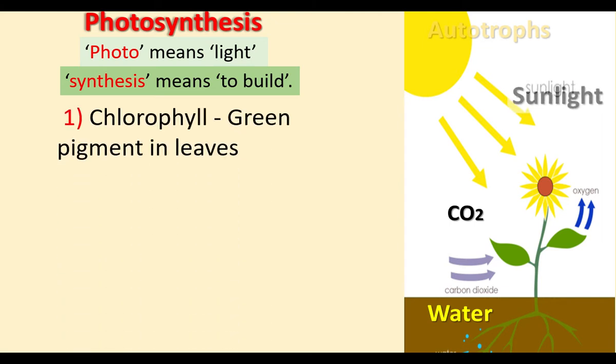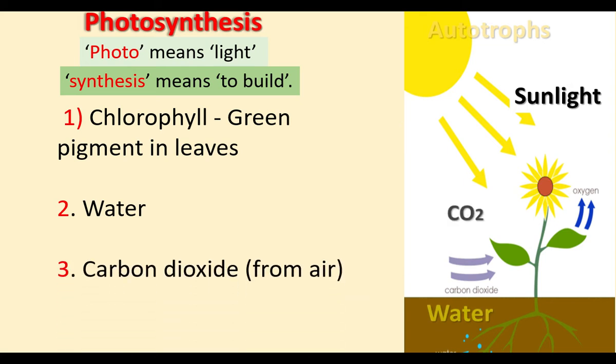Chlorophyll is a pigment found in leaves. The chlorophyll pigments trap sunlight. Water is absorbed by the root system from the soil. Carbon dioxide is taken from the atmosphere. Sunlight is naturally available. Sunlight, carbon dioxide, water, chlorophyll are the materials needed for photosynthesis.